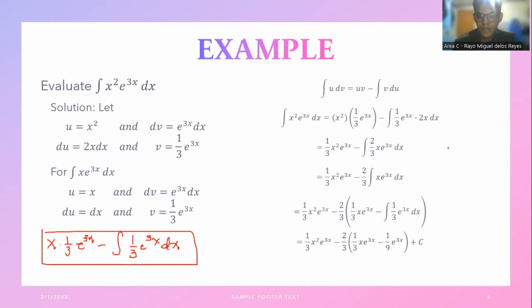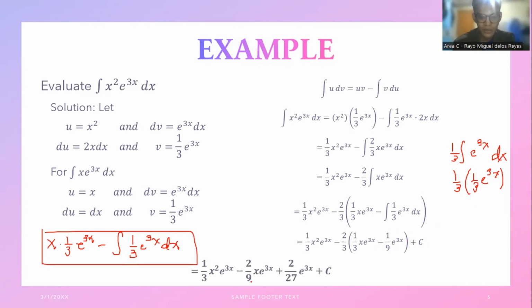Kaya ilalabas lang natin. So, 1/3. Ayan. Integral of e raised to 3x dx. So, we know that e raised to 3x dx, ang integral niya, that is 1/3 times 1/3 e raised to 3x. So, kaya naging 1/9 e raised to 3x na siya. So, ayan. Plus c.